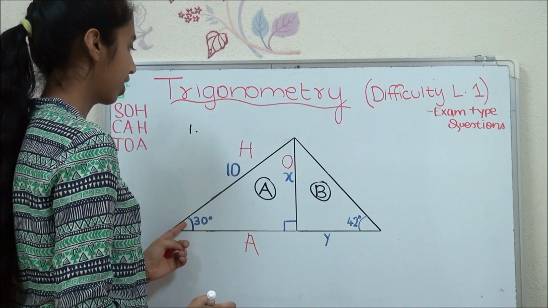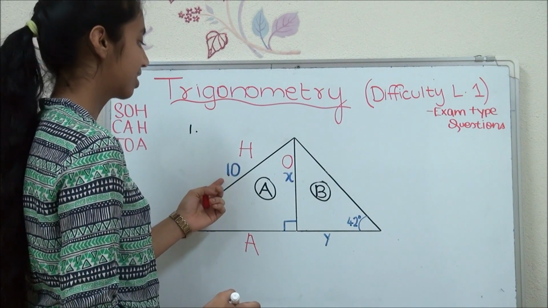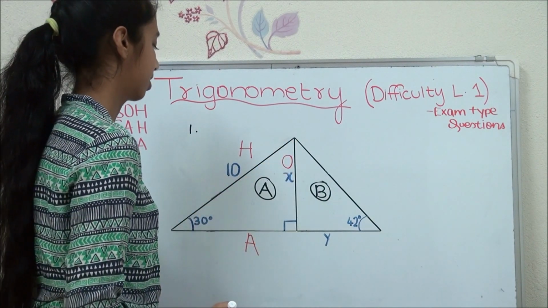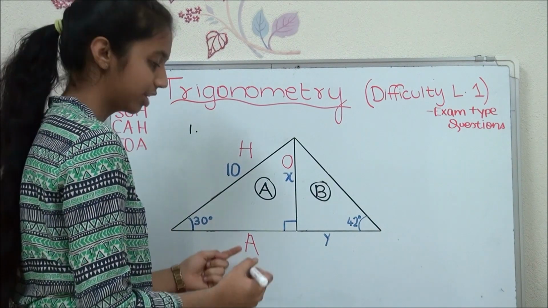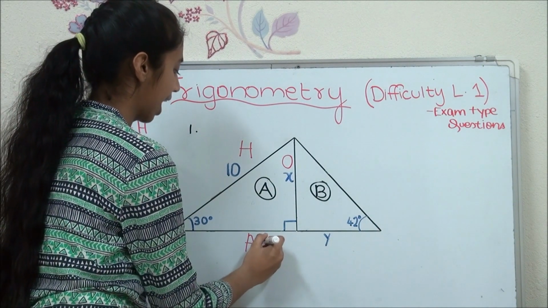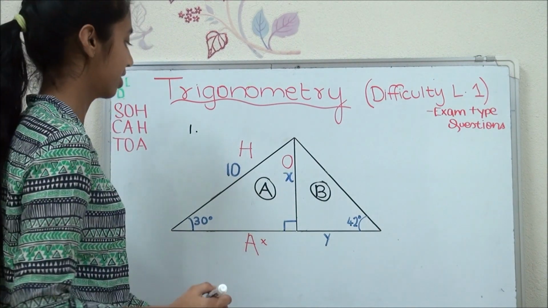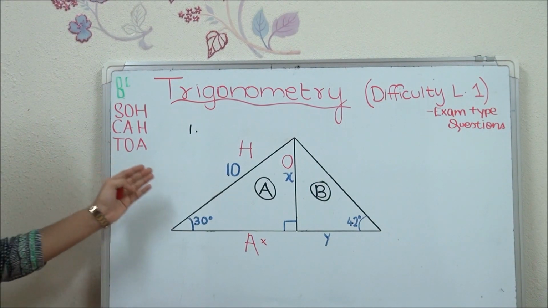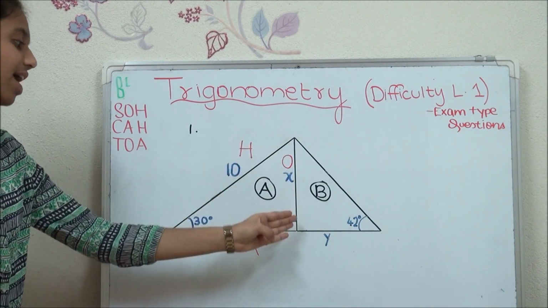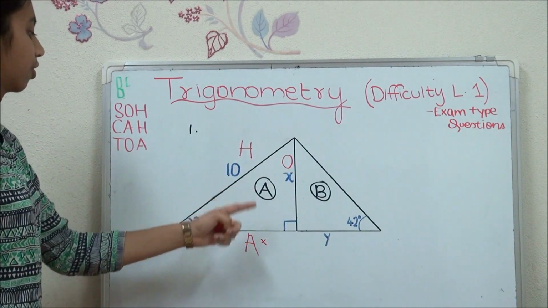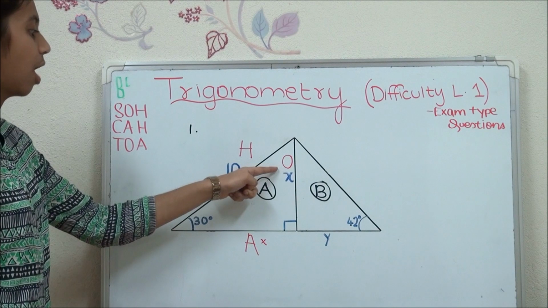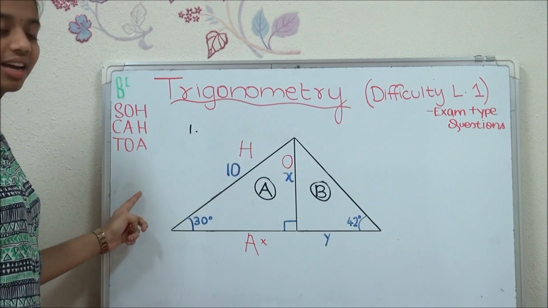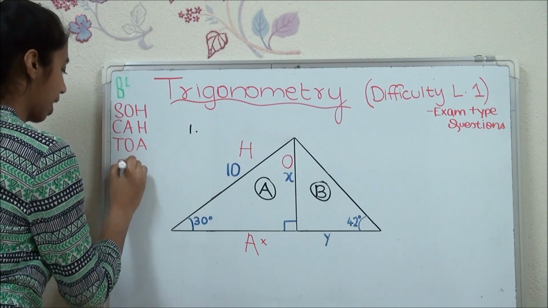We have the angle 30, the length of the hypotenuse, 10 centimeters, and we need to find the length of the opposite. As we don't have the adjacent, we don't require it. Just make a small x to indicate that we don't need it. Now using the formulas SOH CAH TOA, we are able to find the length of x. So if we don't need adjacent, we have opposite and hypotenuse, we use the formula SOH. Sine equals opposite over hypotenuse.